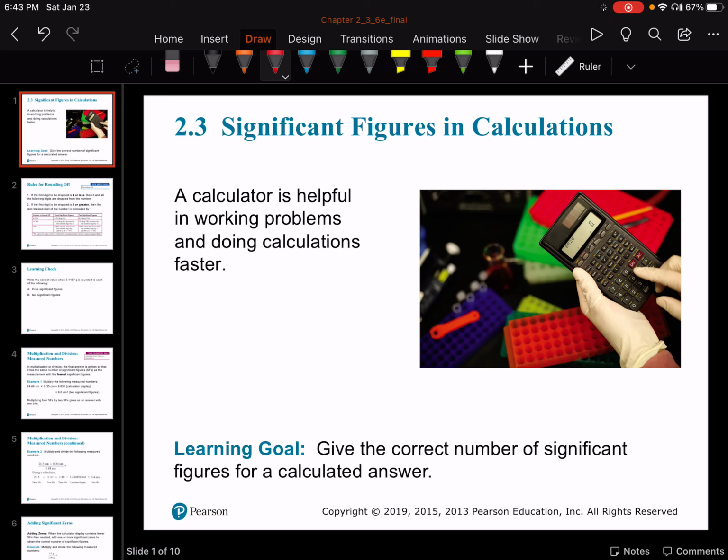Okay, so we talked about significant figures in a previous video. Now we're going to talk about how we deal with significant figures in calculations. Let me make a point about this before we get into it that may not make a whole lot of sense to you, but I do want to convince you this is important to a scientist.